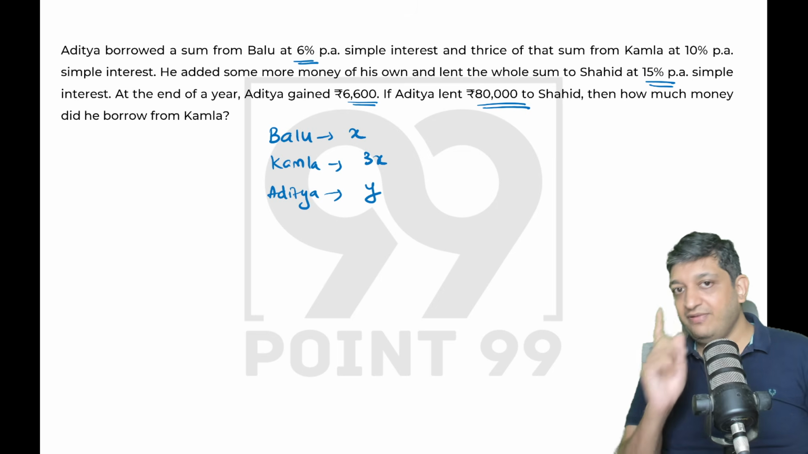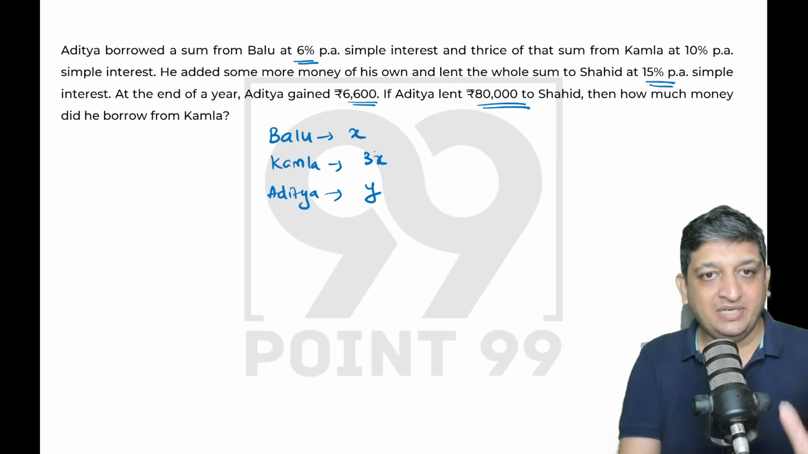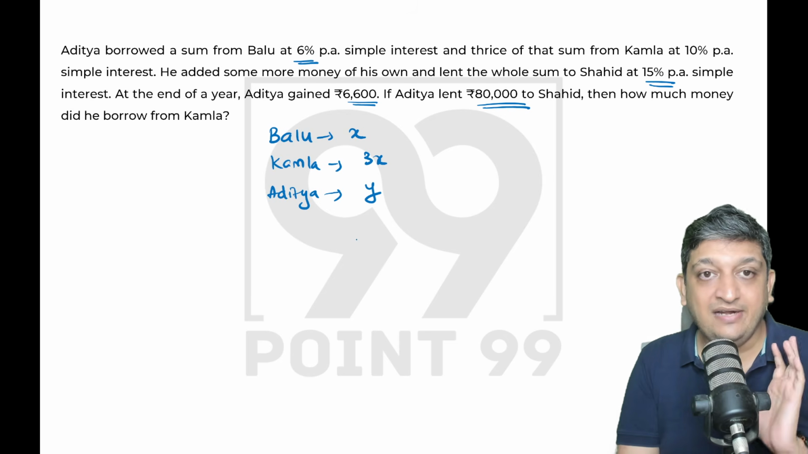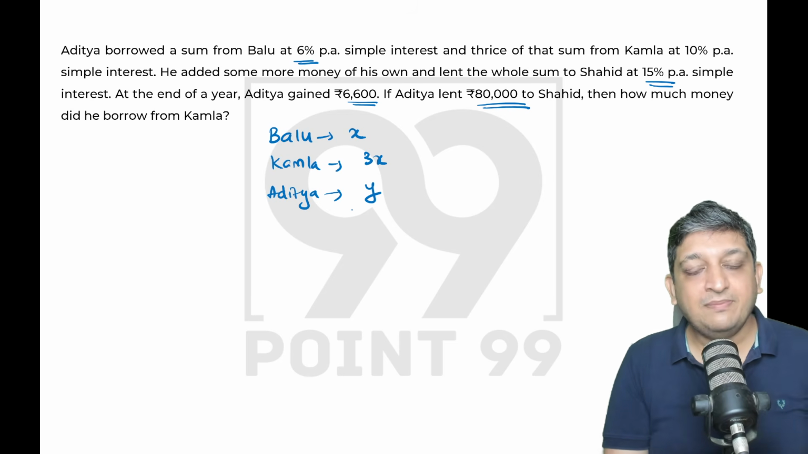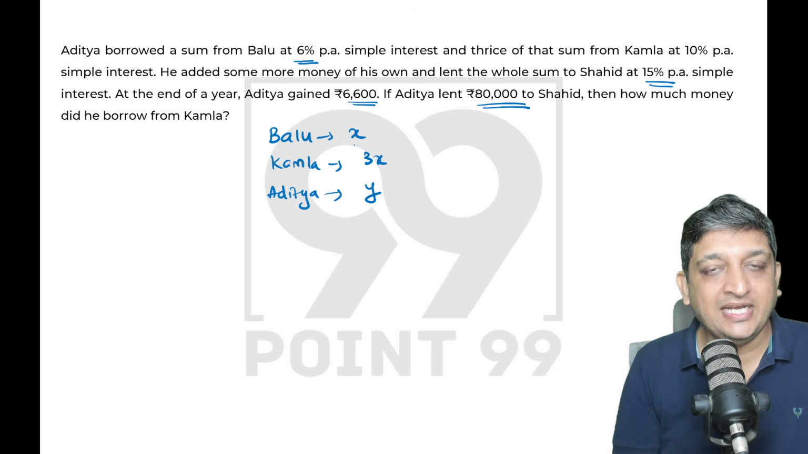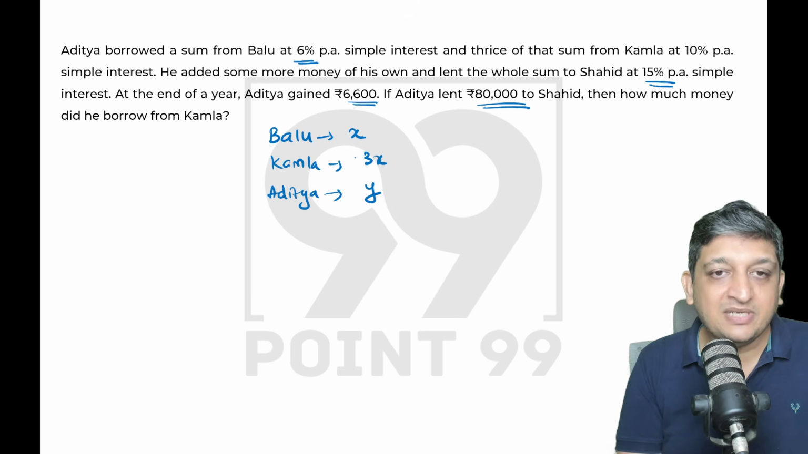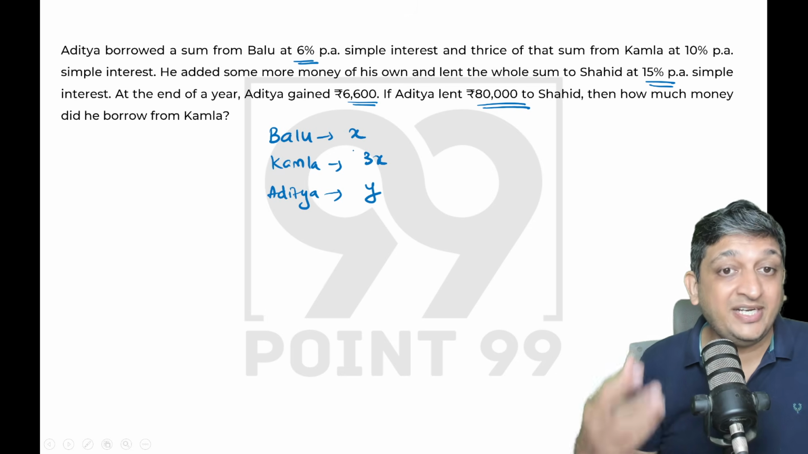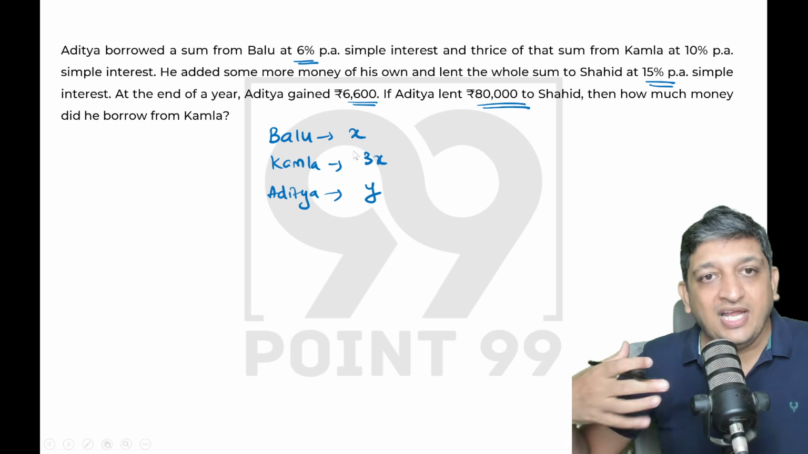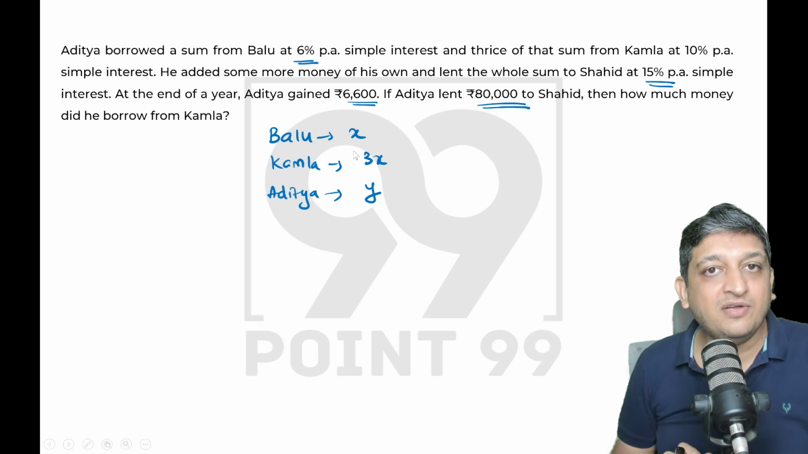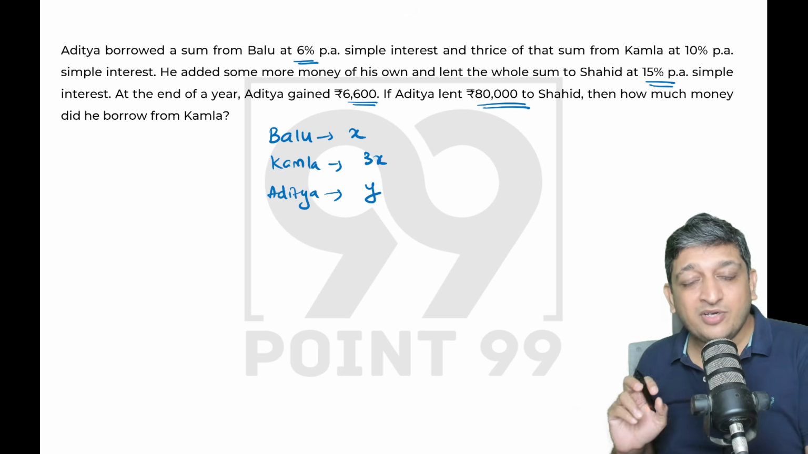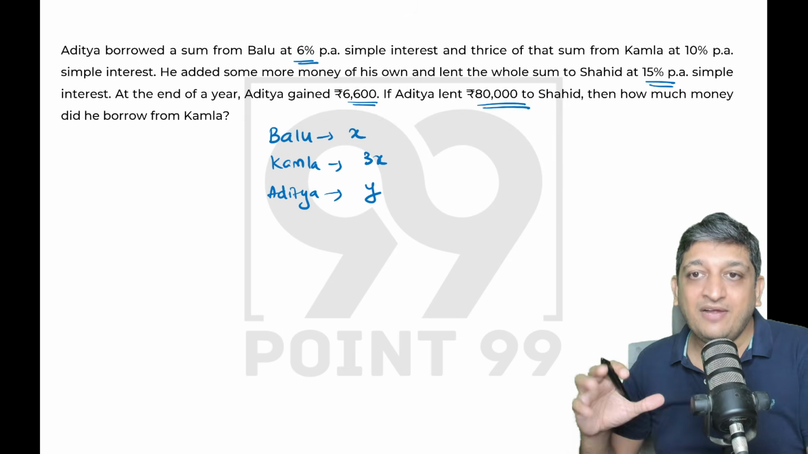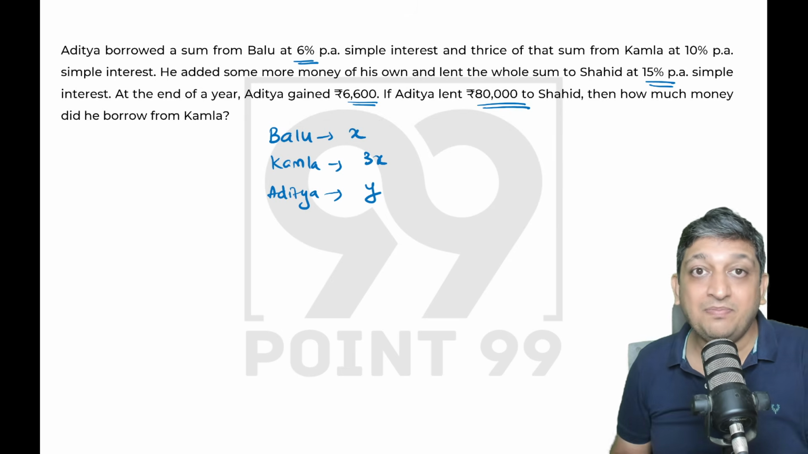Now you have to understand one thing, what exactly would have happened here in terms of X, 3X and Y. He borrowed something from Balu at 6% per annum, right? So if he borrowed at a rate of 6% per annum, then he would have to pay back 6% at the end of the year. He borrowed something from Kamla at 10% per annum. He would have to pay back Kamla at 10% per annum.